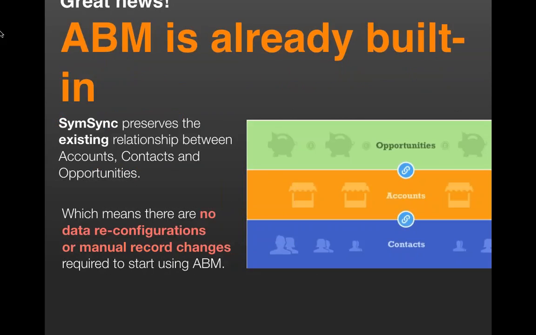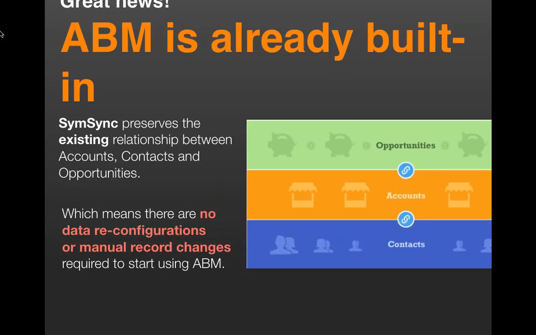So here's the fantastic news with ABM. It's already built in. It's built into Sugar, and it's built into Inbox 25. The core function that makes Inbox 25 the best solution for ABM with Sugar is our native data integration methodology that links accounts, contacts, and opportunities together.